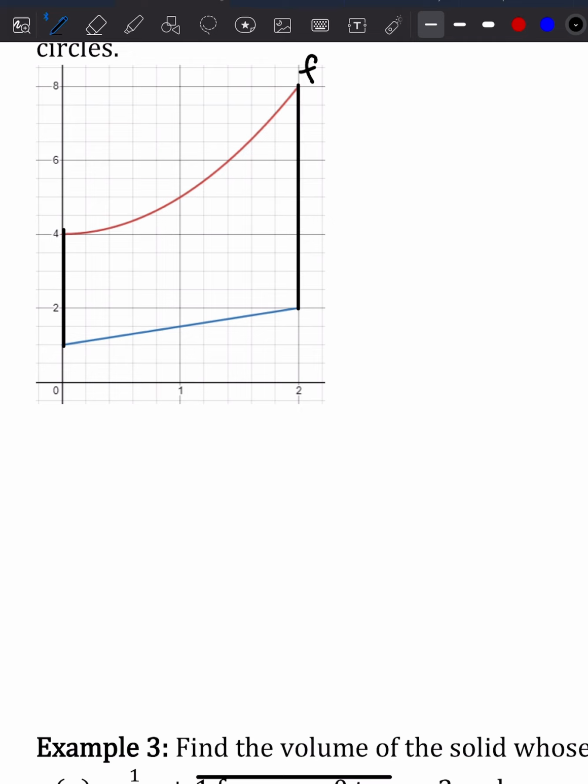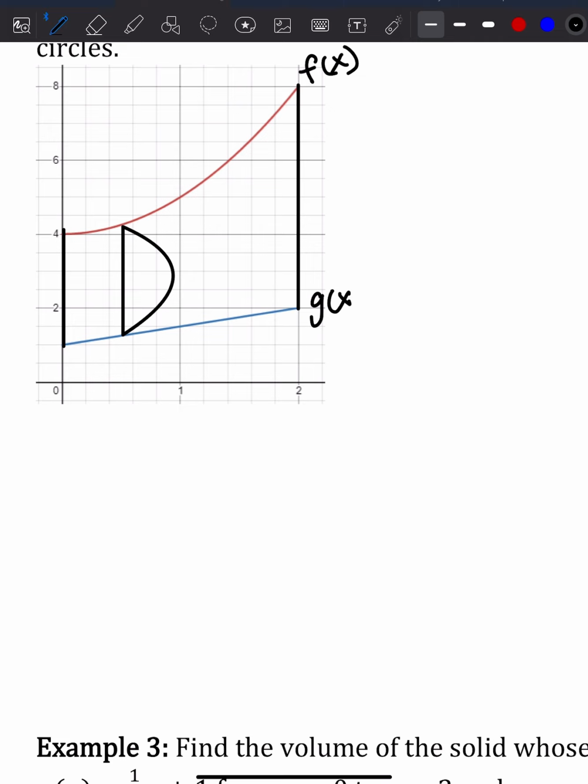This is still f of x. This is still g of x. The only difference is now we're looking at semicircles. So we're going to have our base here and then a semicircle. It's not quite a semicircle, but that's what we would have.